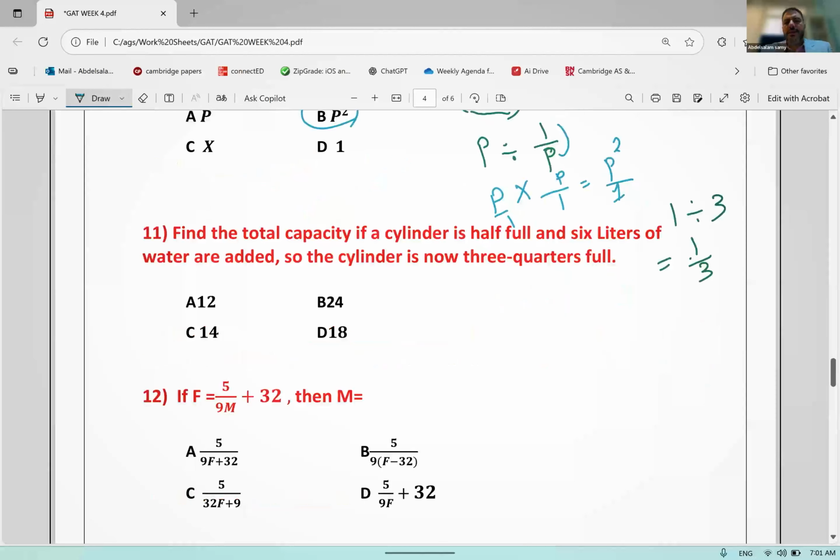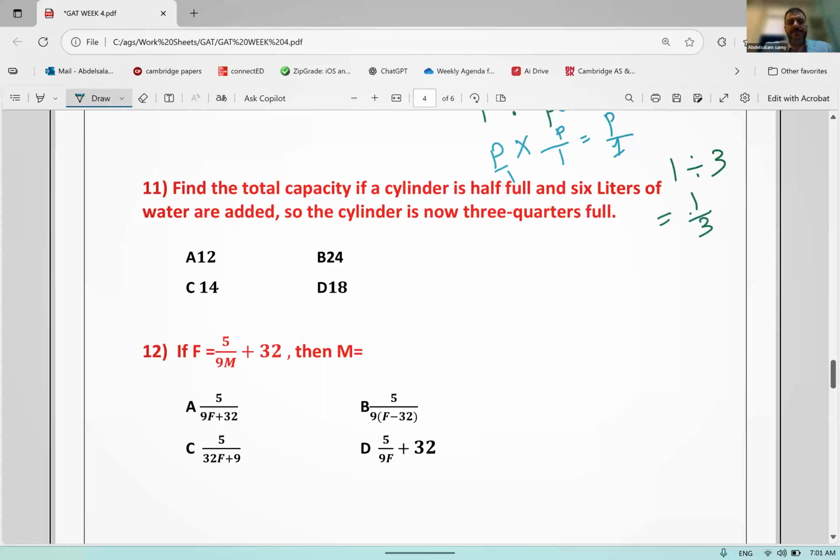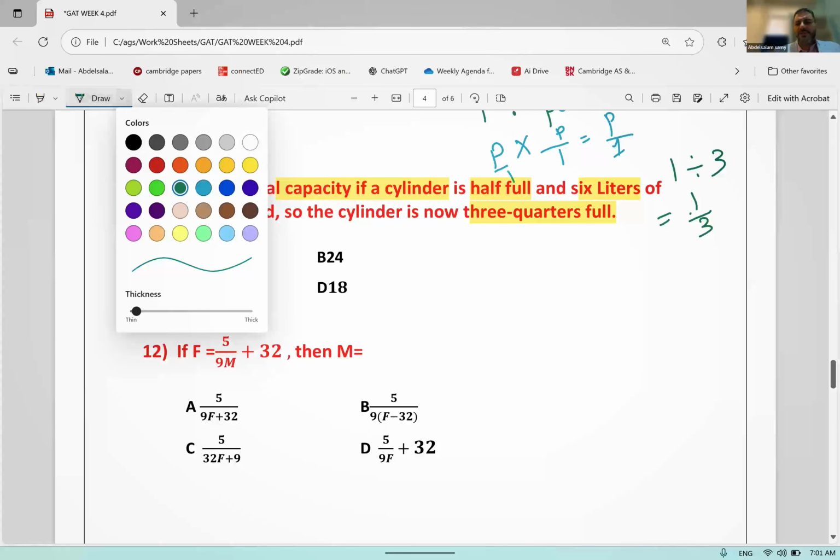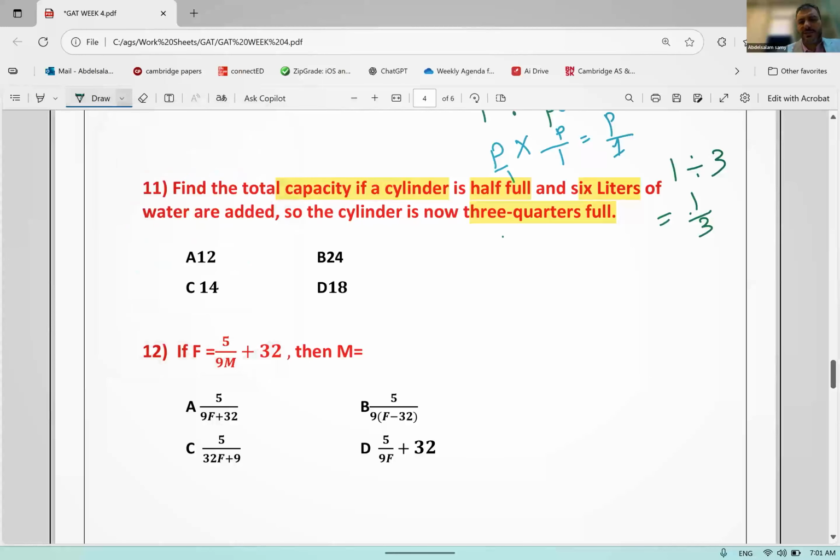Okay. Question number 11. Here he said, find the total capacity of a cylinder, and the cylinder is half full. We add 6 liters. So the cylinder is now 3/4 full. How can I solve this question? Oh, look, you can sketch it.